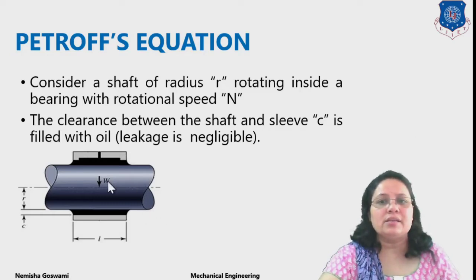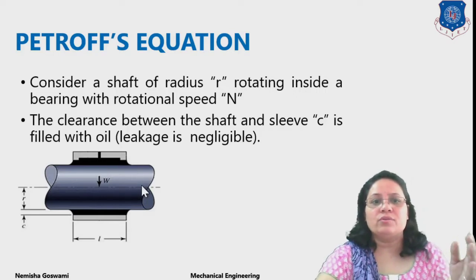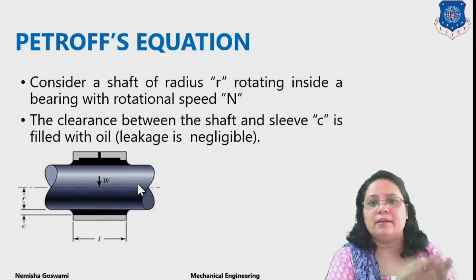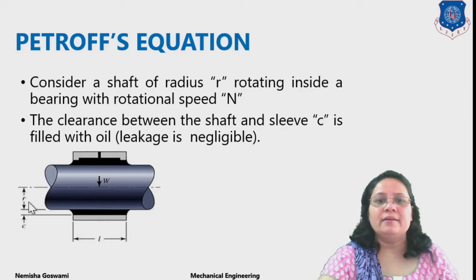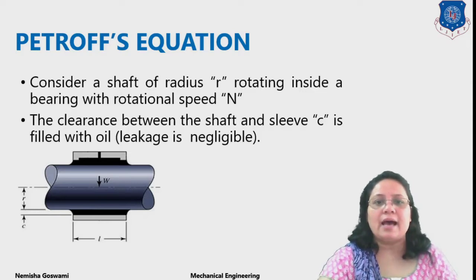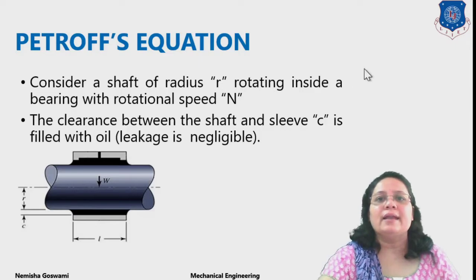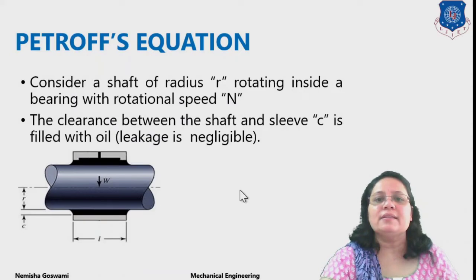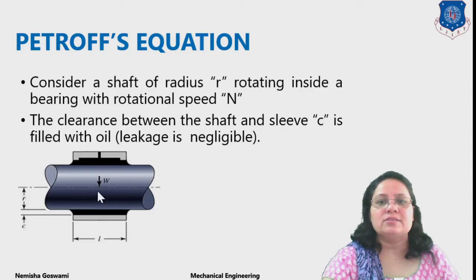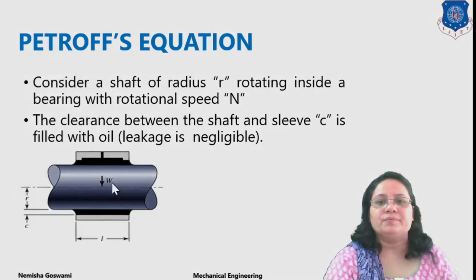Here in this diagram, this is your shaft, having radius r. The clearance is C, and the length of the shaft is l. One more thing: we consider that the load acting on the shaft is W, right? You can see here the load acting on the shaft is W.